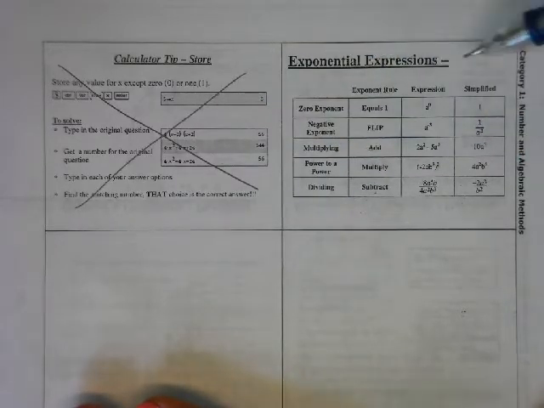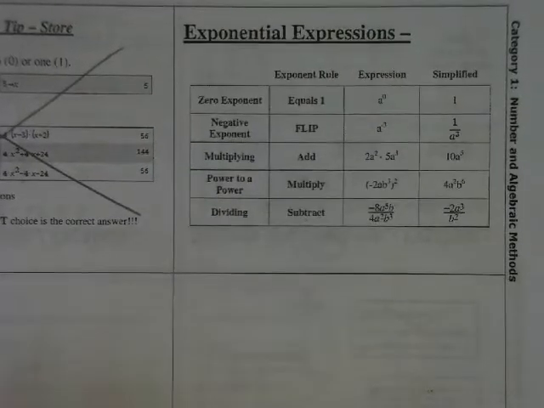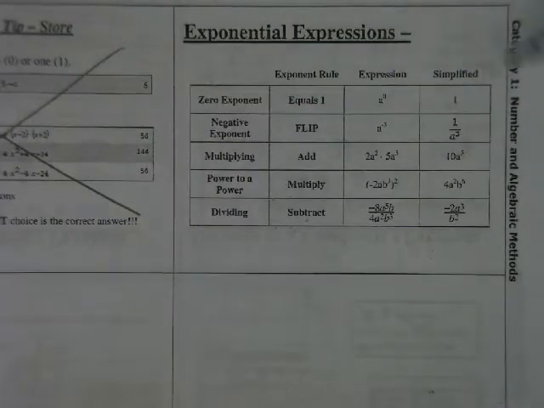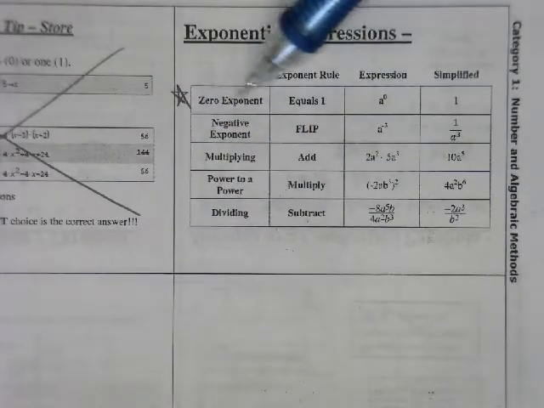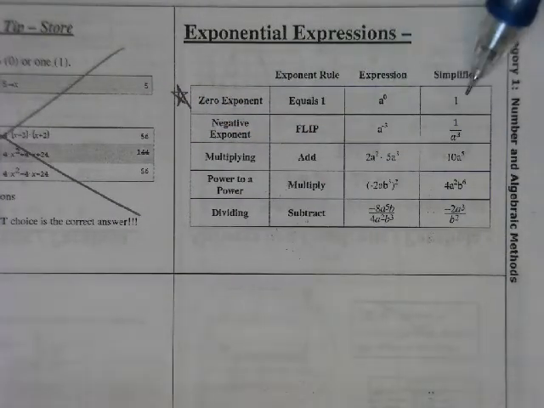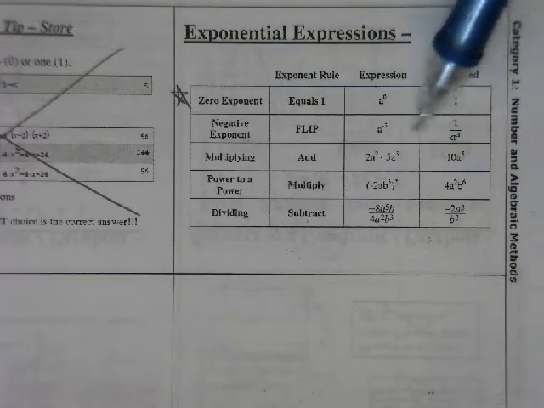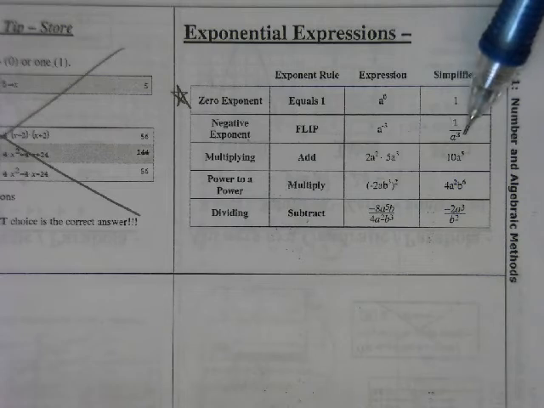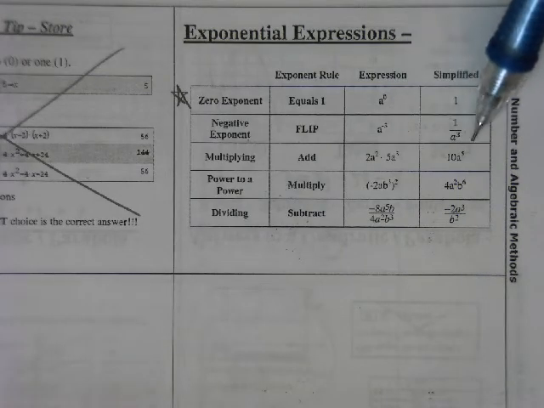So exponential expressions, things we talked about with exponent rules. And remember, you do not need to memorize these. They are on your formula chart, except for this first one, right? If you have an exponent of 0, it equals 1. That is not on your formula chart. But the rest of these are negative exponents. You're going to flip it, so it would be 1 over whatever that was. This is a to the negative 3, so it becomes 1 over a to the 3rd.